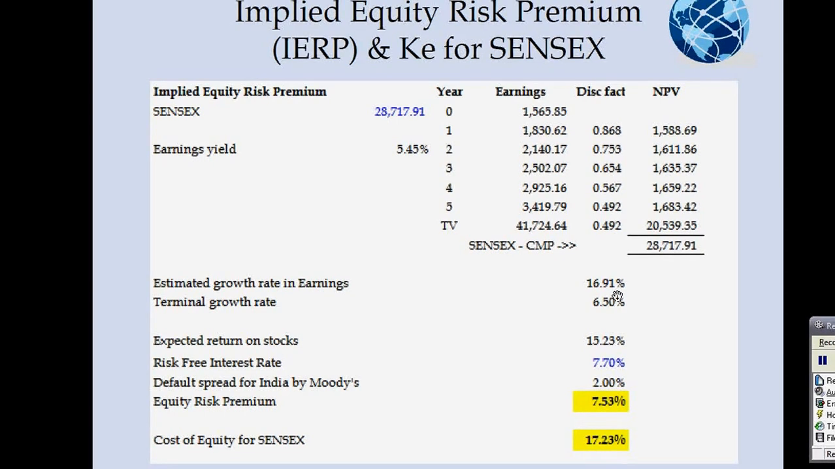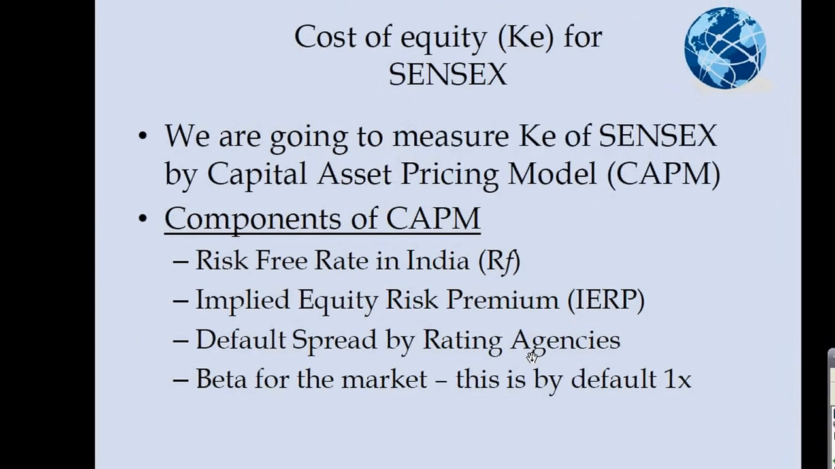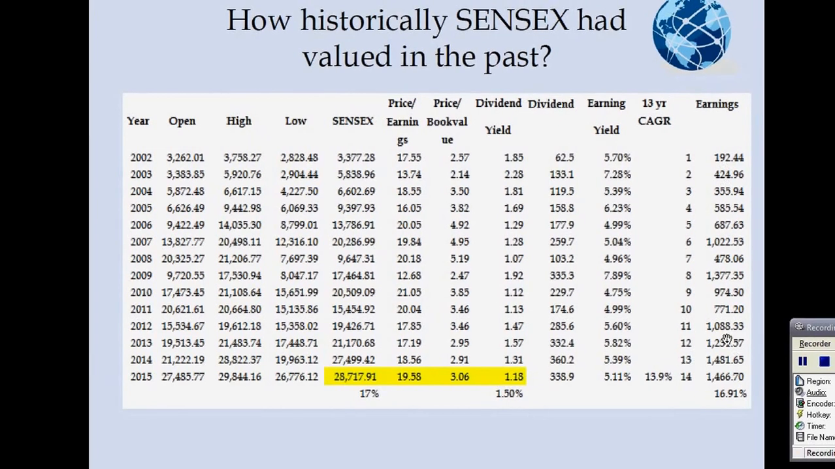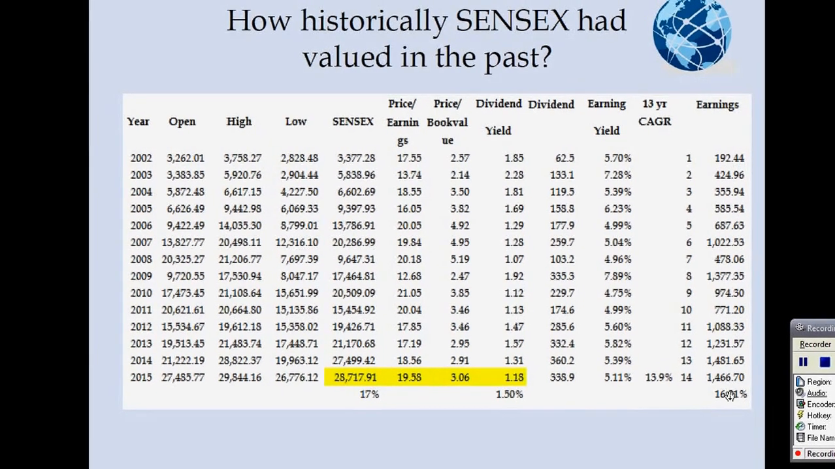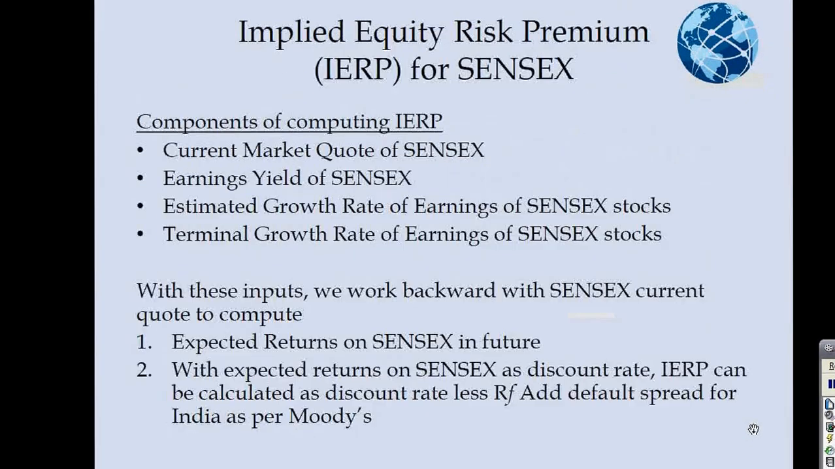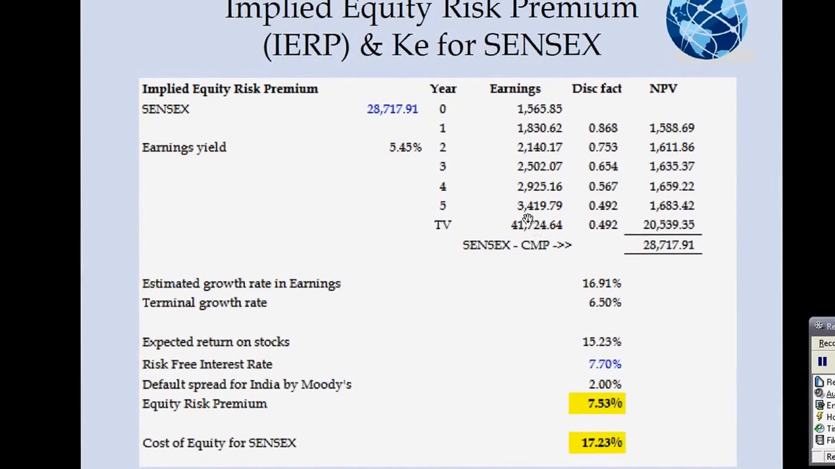This is again taken from the historical growth. We assume here that the earnings of SENSEX will grow at the historical growth rate of SENSEX, 16.91%. This is the earnings growth over the last 13 years, from 192.44 to 1466.7. We have taken this as the estimated growth rate in earnings for SENSEX, so we are applying this growth rate and calculating this.